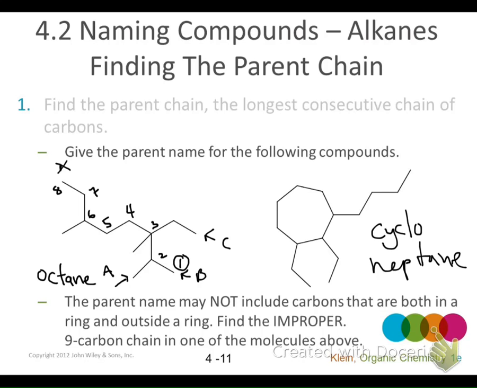The numbering is going to be a little funny, but we'll get to that. Ring numbering is funny because that could be 1 or that could be 1, and you can go 1, 2, 3 this way, or you can go 1, 2, 3 that way. You can count in different directions. So we'll talk about that when we get there.